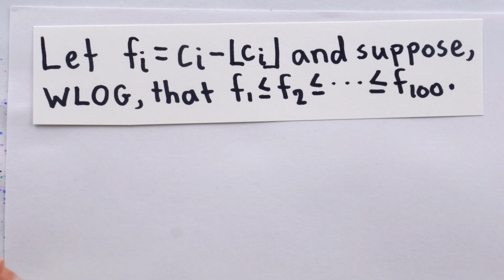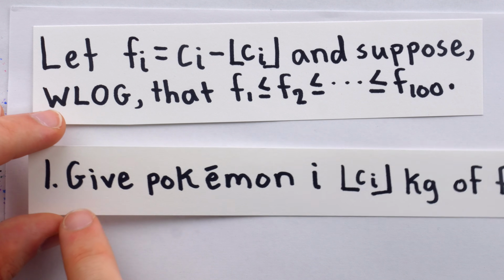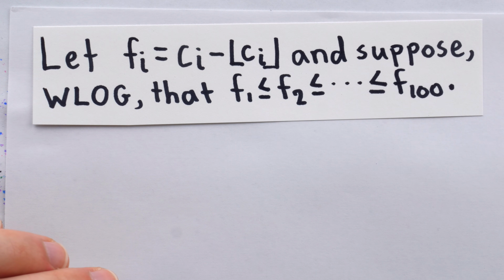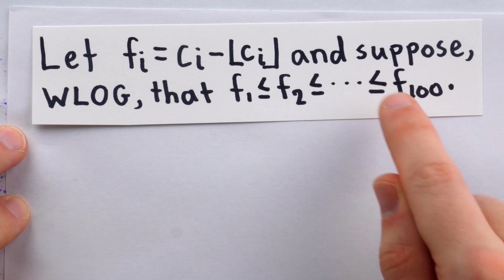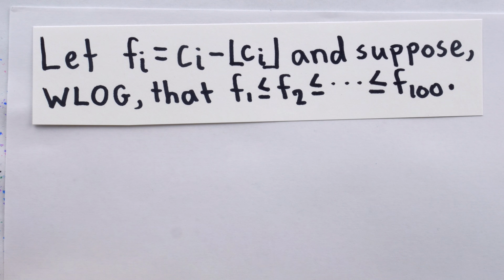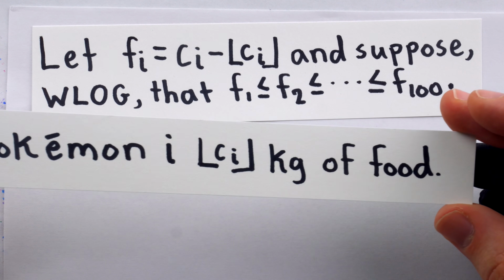This is useful because then, with that extra food we have after doing this, we know exactly where the extra food should go. It should go to the Pokemon whose fractional parts are highest, because those are the Pokemon who will have the highest dissatisfaction level after this first step of our food distribution.